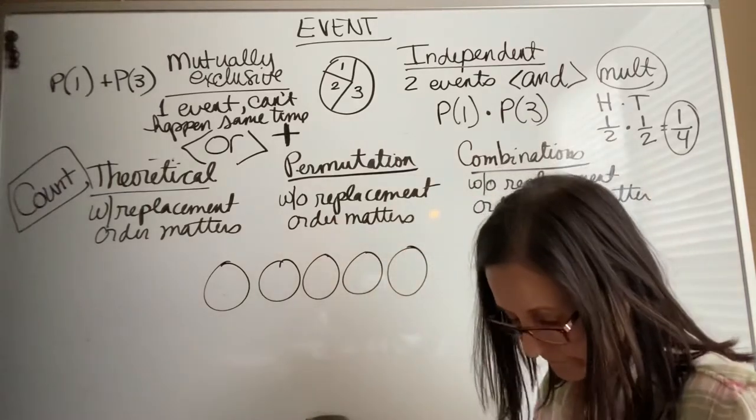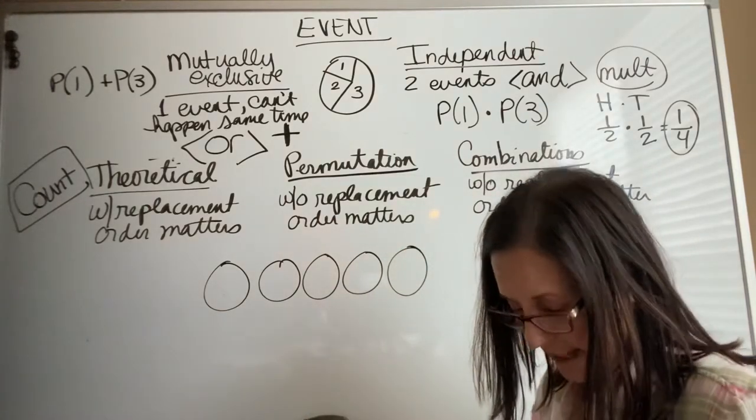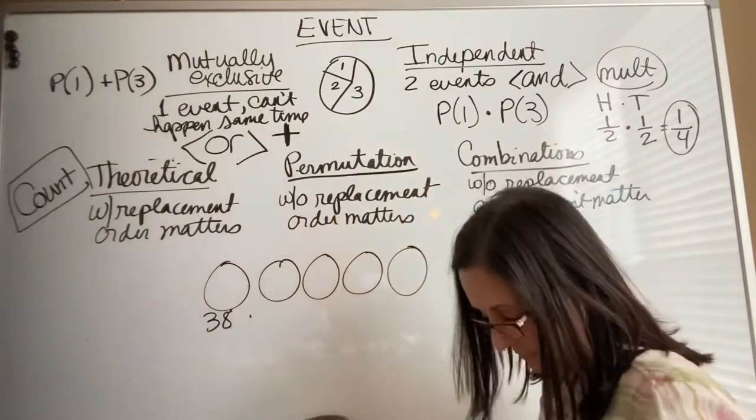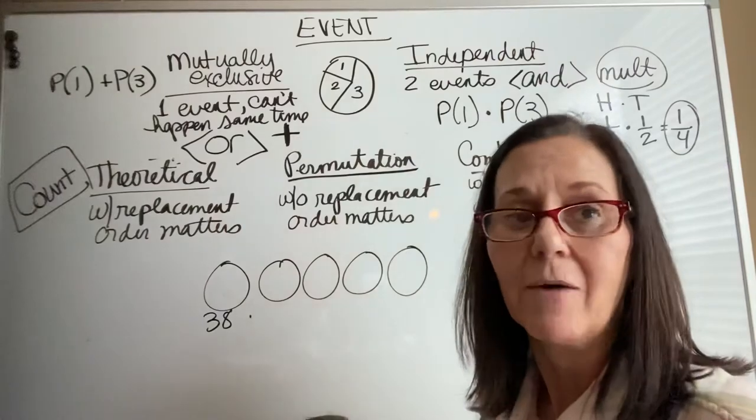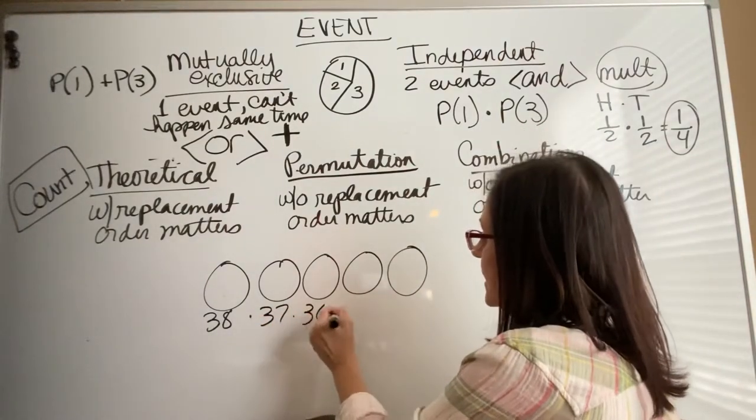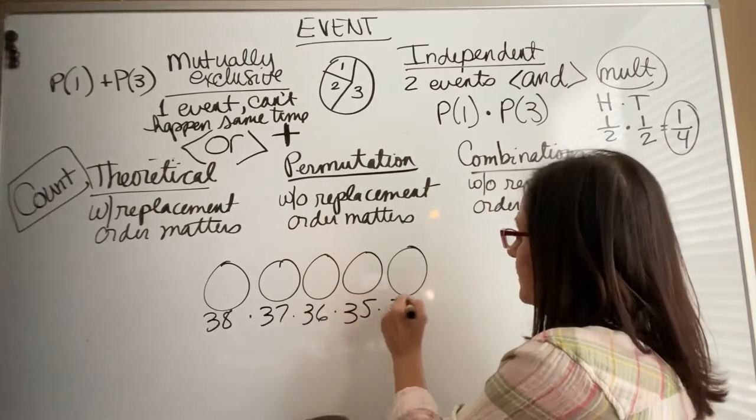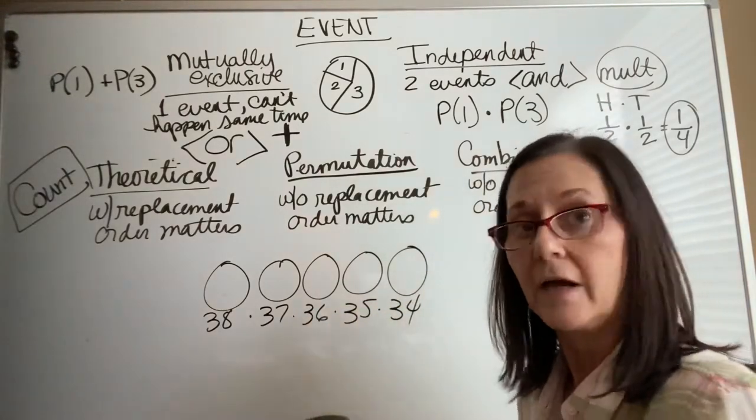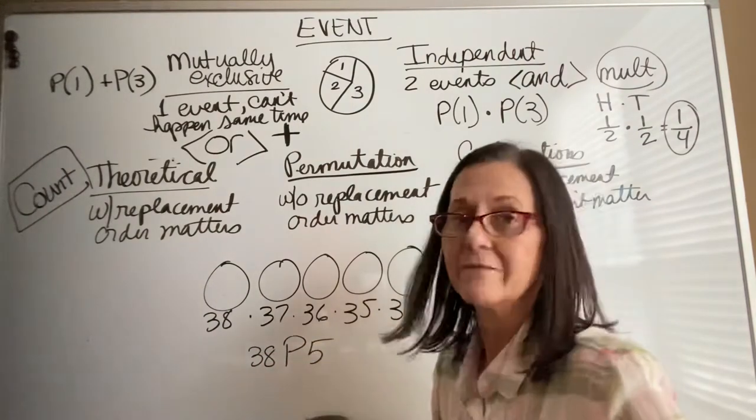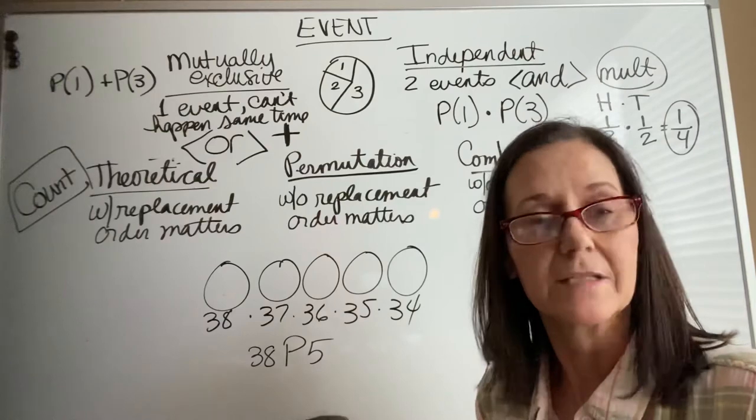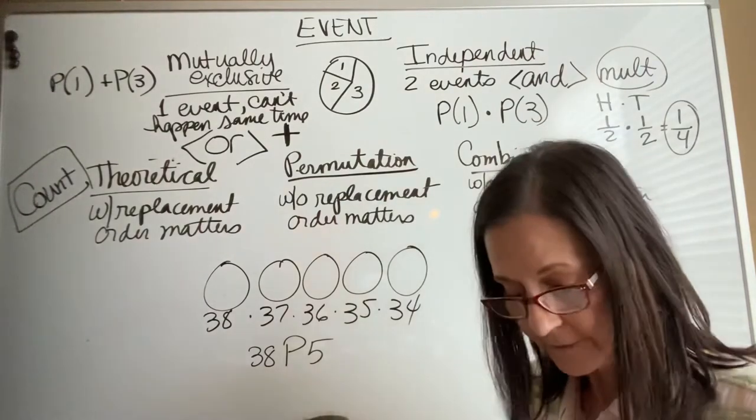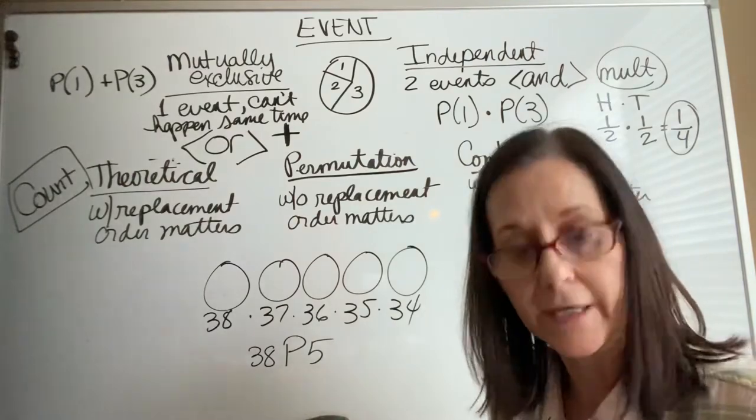1, 2, 3, 4, 5. 38 items. How many arrangements are possible? 38. She can't use that one item again because she's already used it. Times 37, times 36, times 35, times 34. Or you could have done 38 permute 5. You would get the same answer in your calculator. Makes sense? Look on the next page.